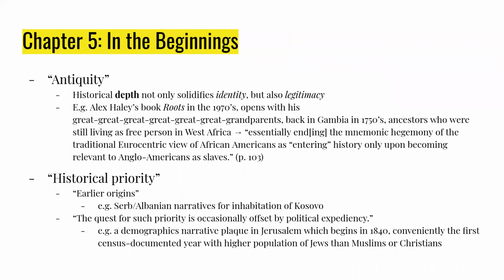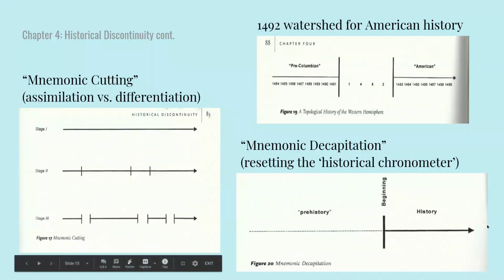And then chapter 5 is on beginnings. He talks about antiquity and how identity depth creates identity and also legitimacy. So that was with this like mnemonic decapitation idea, you know, that certain communities will create social memory that ignores what comes before they find important. They establish their beginning and then kind of invalidate, undermine, or just undervalue other communities that they don't care about as much.